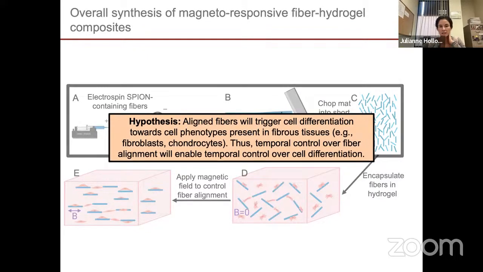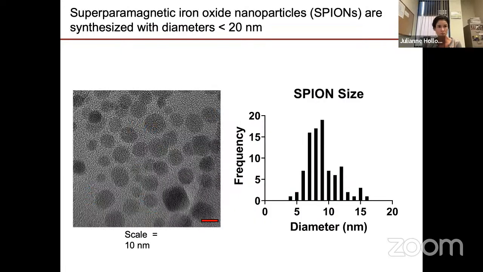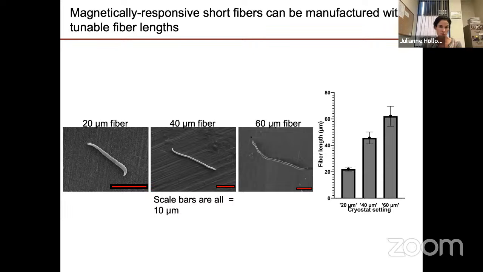And so I'm going to first focus on how we've made these materials. But the general idea is that by being able to trigger alignment, we'll be able to trigger cell differentiation towards specific phenotypes. And this will allow us to have temporal control over cell differentiation. So here, just a look at our magnetic nanoparticles, showing that they are nanoparticles. And again, this is just to show that we're able to generate these short fibers, that the size matches what we would expect from the cryostat setting.